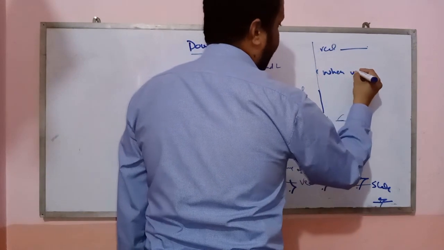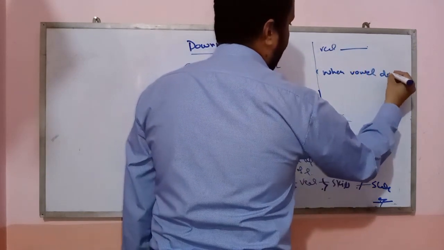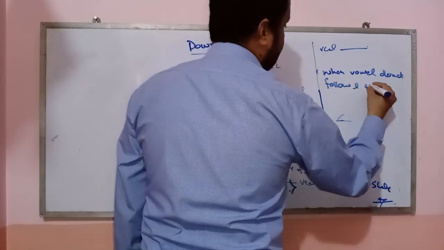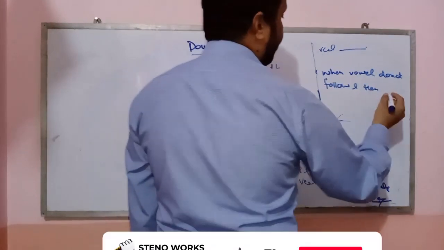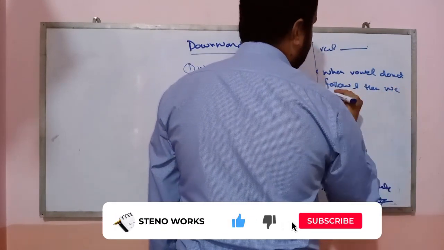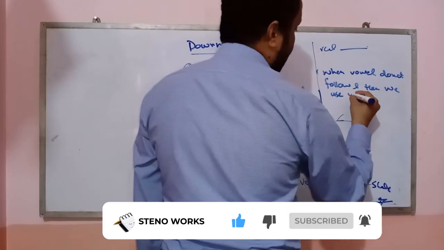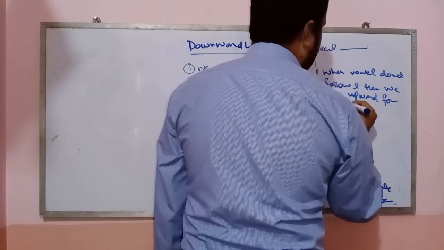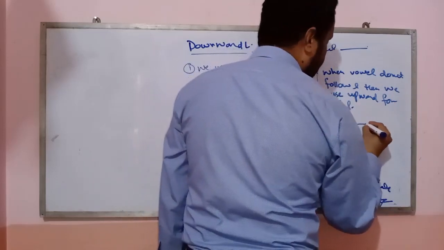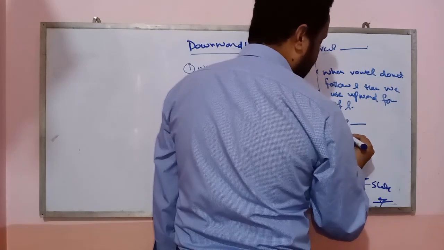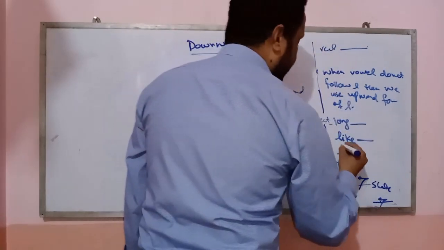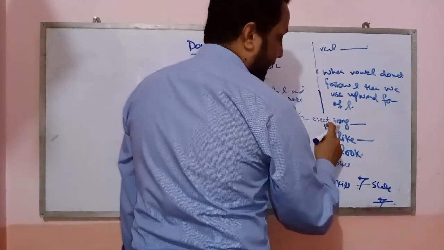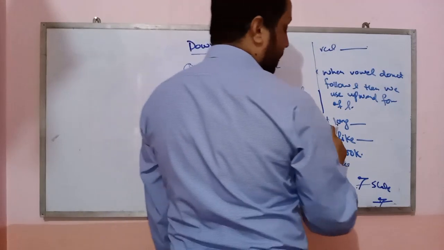when vowels do not follow L, then we use the upward form of L. A word like look. Okay, now there is no vowel before L. Due to this, we use the upward L.